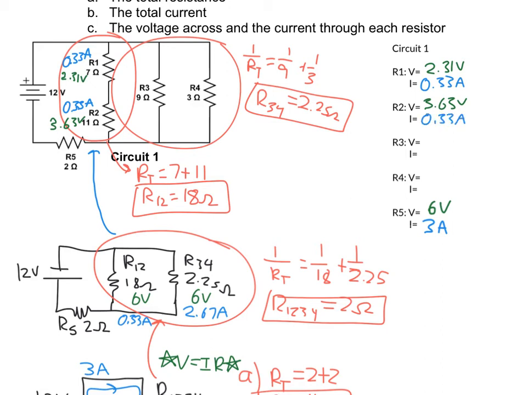Lastly, we have R34 came from these guys combined in parallel. Since they're in parallel, they each get that full voltage here, so both R3 and R4 will get 6 volts. We can actually just fill that in right now. And then we can solve for the current using Ohm's law once again. So when we do that, we get that for R4, 6 equals I times 3, we'll get 2 amps. And R3 is going to get 0.67 amps. So we can fill in those final few here. And then we've analyzed circuit number 1.